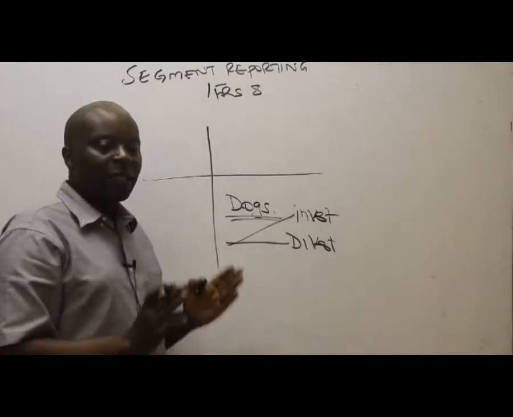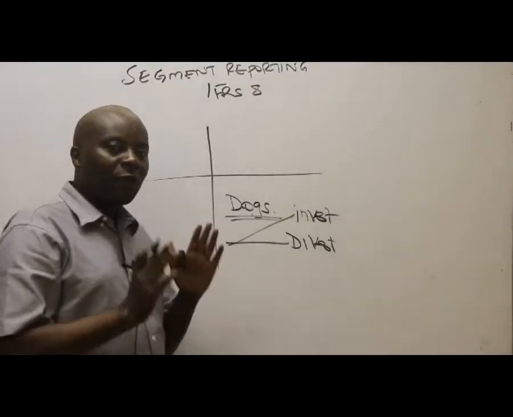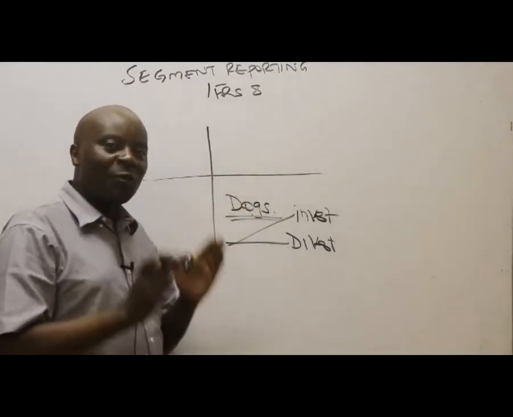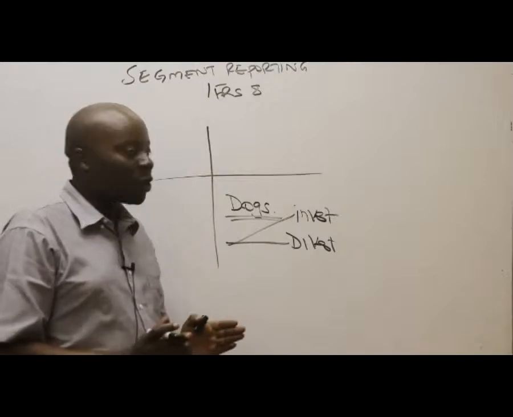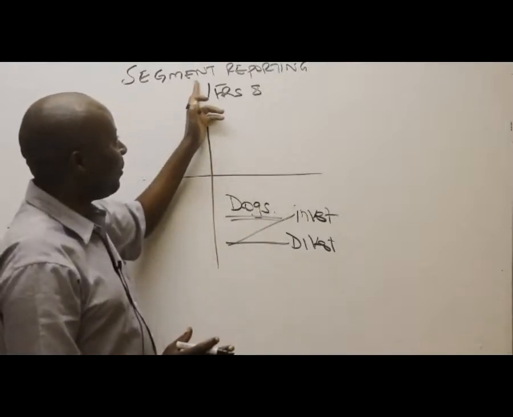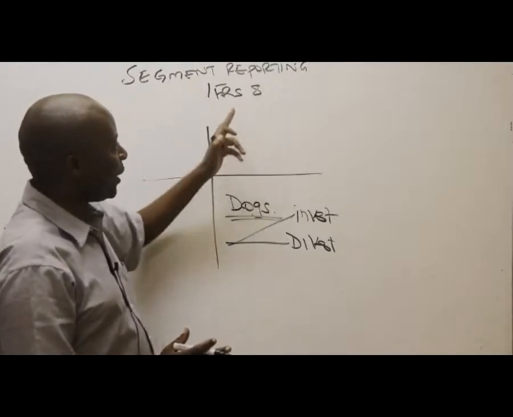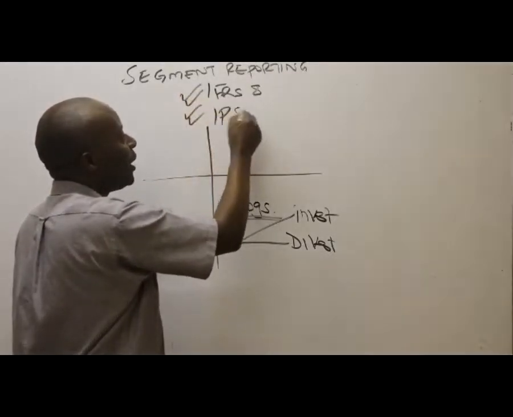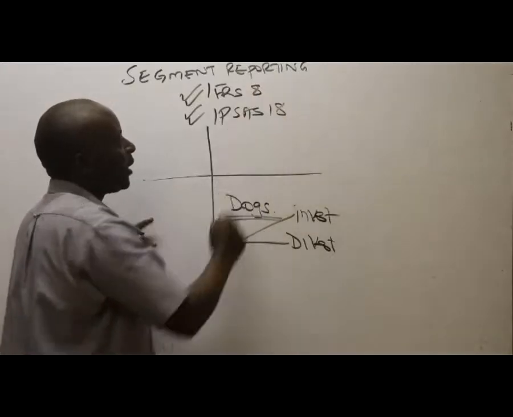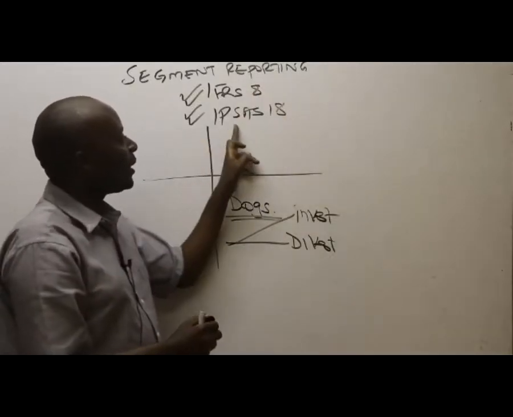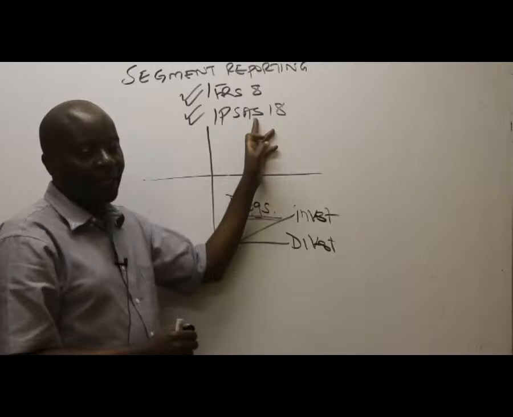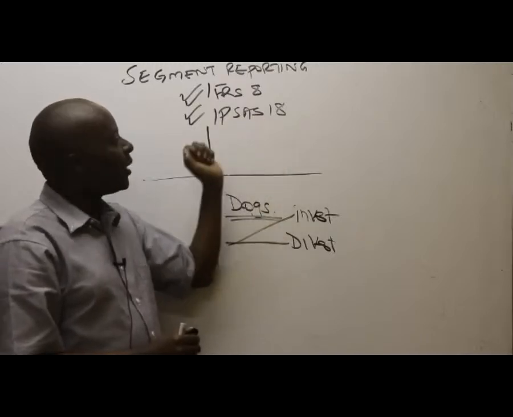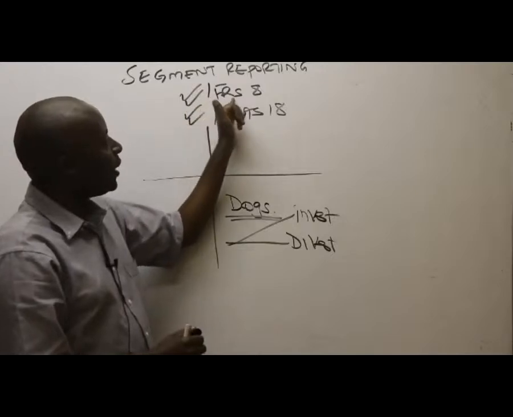IFRS 8 tells us that, as much as you have your published accounts, you must also ensure that you present your financial information in the form of segments, segmental reporting. And then in the public sector, we call this one IPSAS 18. IPSAS is International Public Sector Accounting Standards, while IFRS is International Financial Reporting Standards.